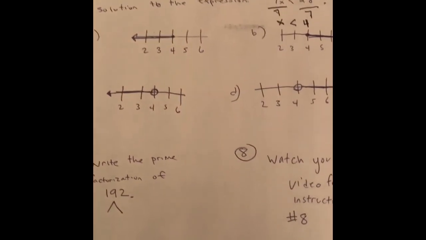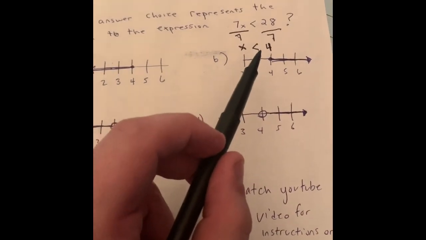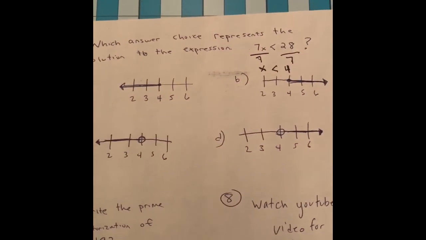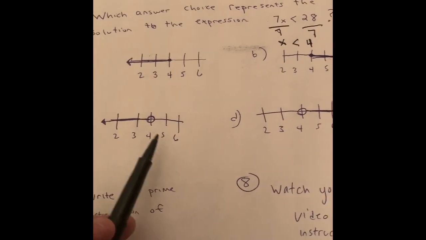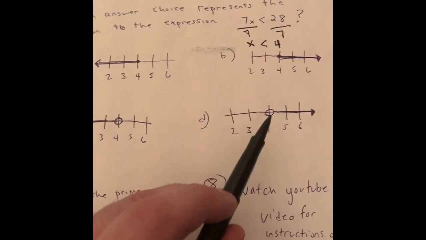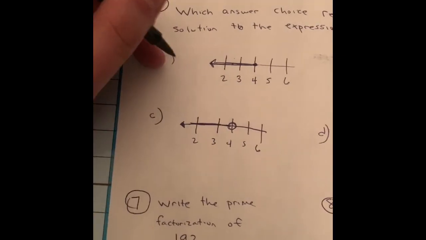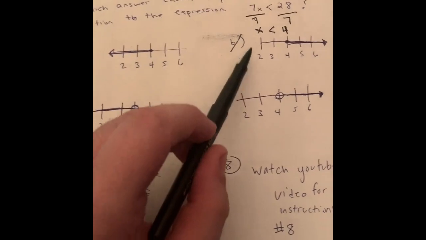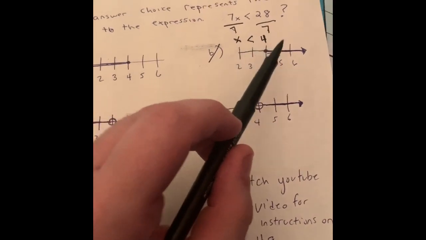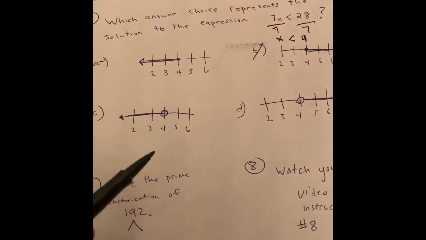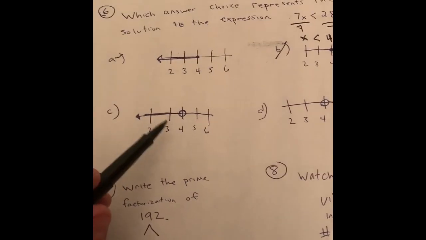The first thing that we need to know is that this sign, less than, means we would have to use an open circle, a circle that looks like this, to mark it. That means we can automatically cross off A, and we can cross off B. Now, if I say it again, x is less than 4. So we have to pick all the numbers that are less than 4.